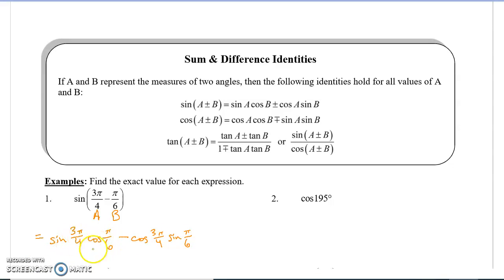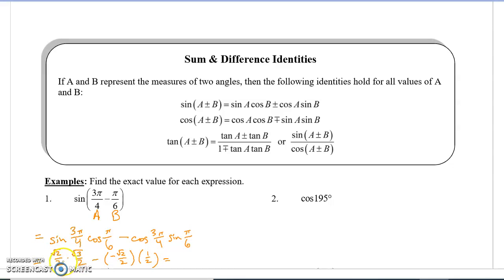And our unit circle values are coming in handy here. We have the sine of 3 pi over 4 we know to be root 2 over 2. The cosine of pi over 6, we know that to be root 3 over 2. The cosine of 3 pi over 4 is negative root 2 over 2. The sine of pi over 6 is 1/2.